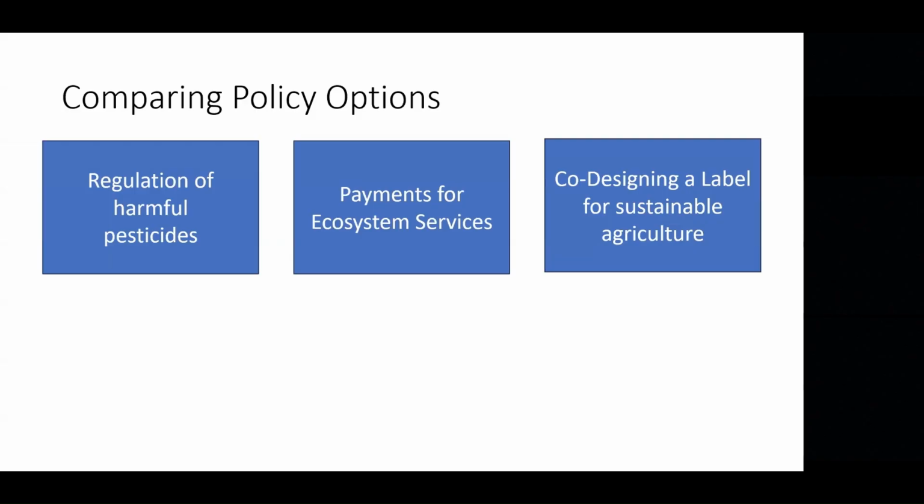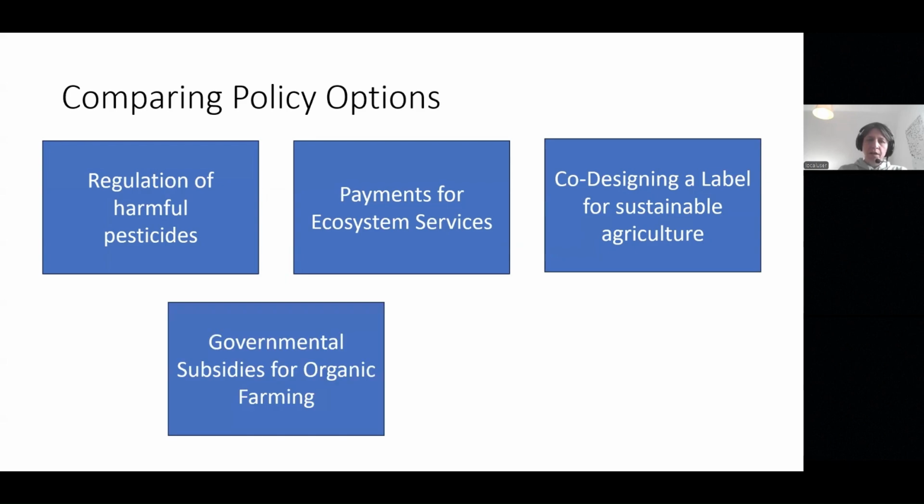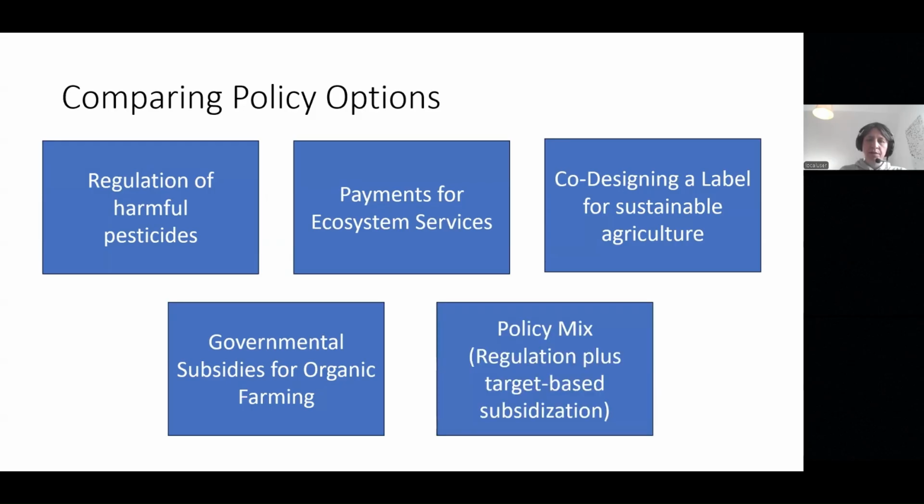The co-design of a label for sustainable agriculture was a third policy option. They're focusing more on the markets, but making sure that it's also considering the needs of farmers. A fourth one was, how about subsidies that come from the government, from the EU, for organic farming, and we increased that. And the fifth one was kind of a mix of the regulation plus the subsidization, based on a specific target to be reached.